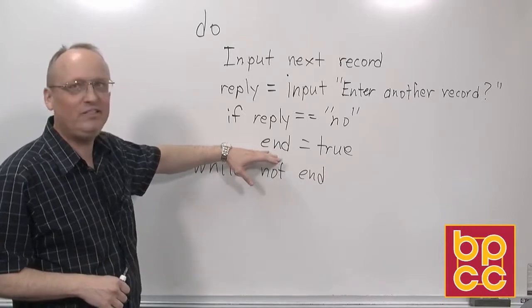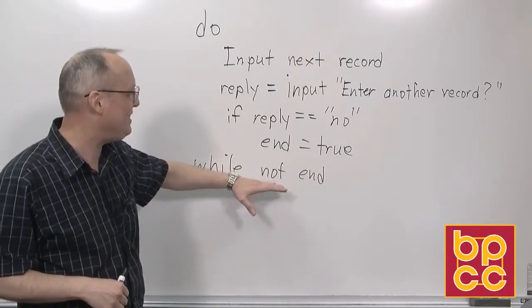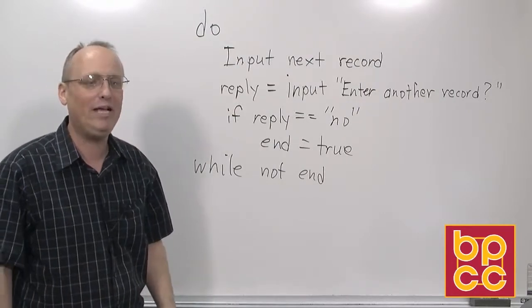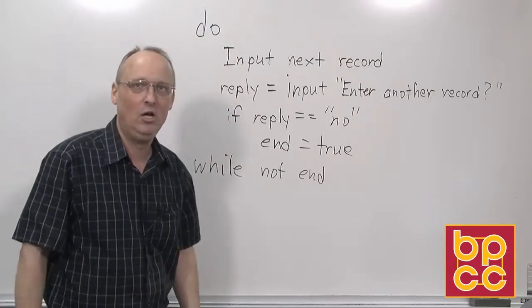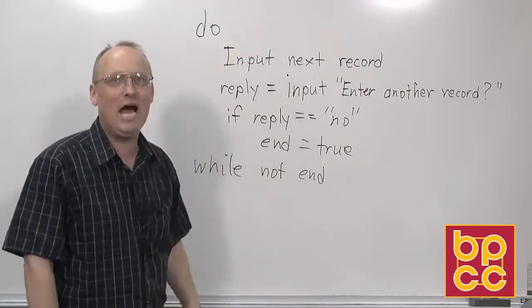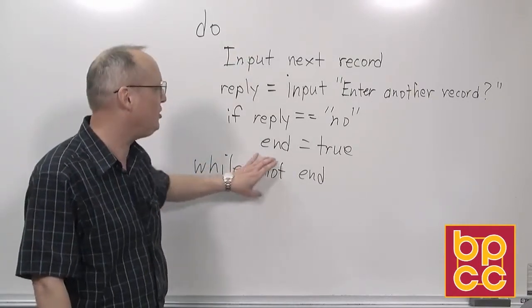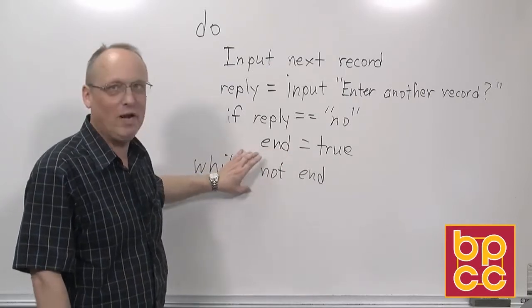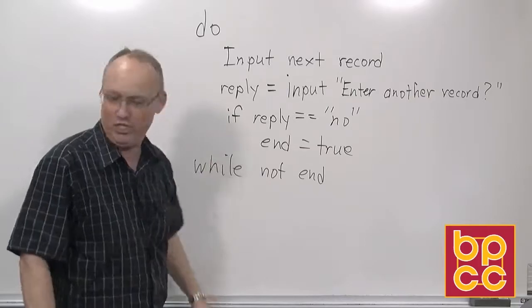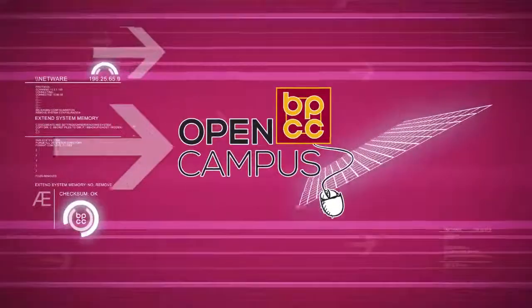But the critical difference is, because the while is at the end of the loop instead of the beginning, it's guaranteed to always run at least once. Whereas the while loop with the statement at the top may not run at all if the condition here is already set to false before that loop is reached.